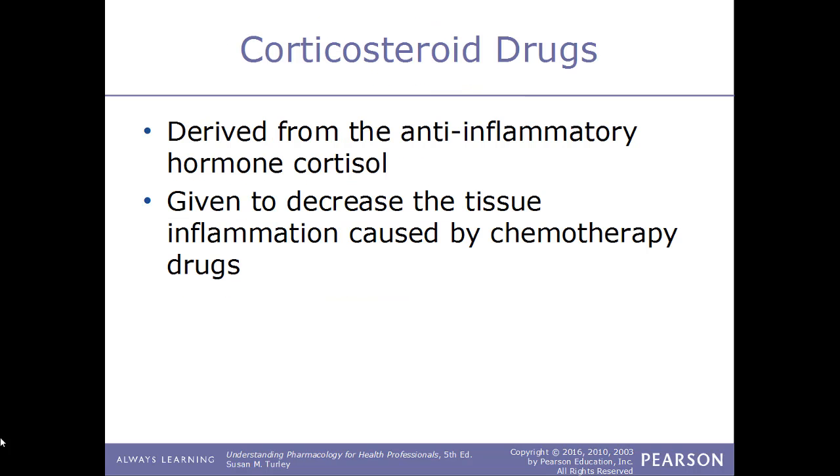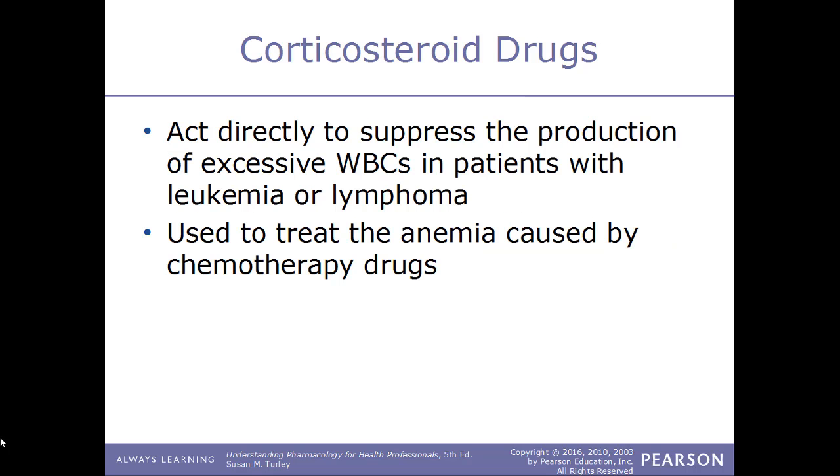Another type of chemotherapy drugs are the corticosteroid drugs, and these are derived from the anti-inflammatory hormone cortisol. These are given to decrease the tissue inflammation that's caused by chemotherapy drugs. And these act directly to suppress the production of excessive white blood cells in patients with leukemia or lymphoma. These are also used to treat the anemia that's caused by chemotherapy drugs.